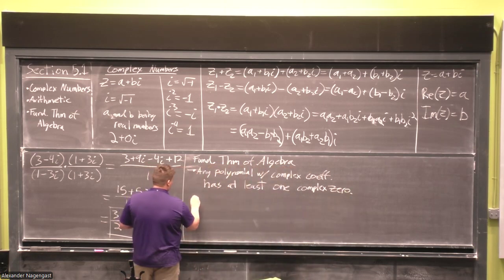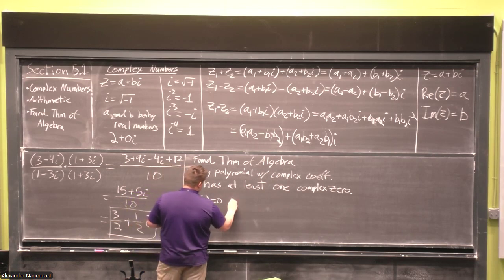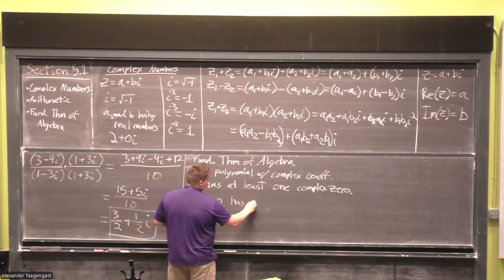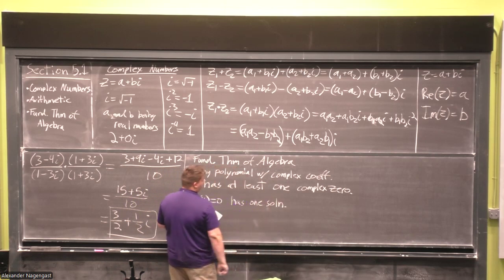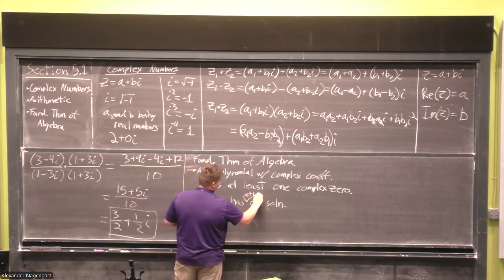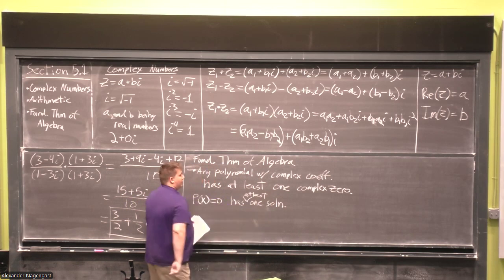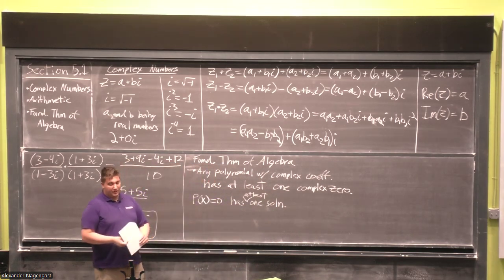So in other words, P of x equals 0 has one solution, at least one solution. And that's when one of the coefficients of this polynomial is a complex number.